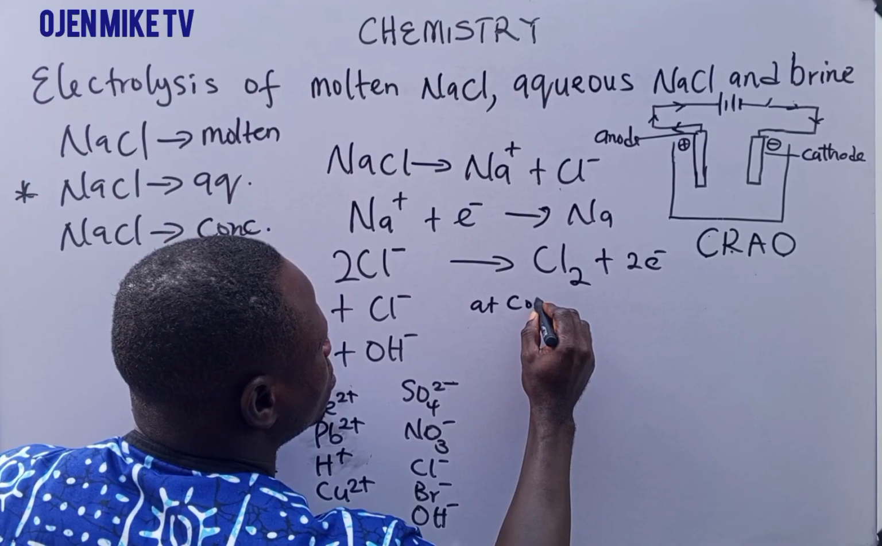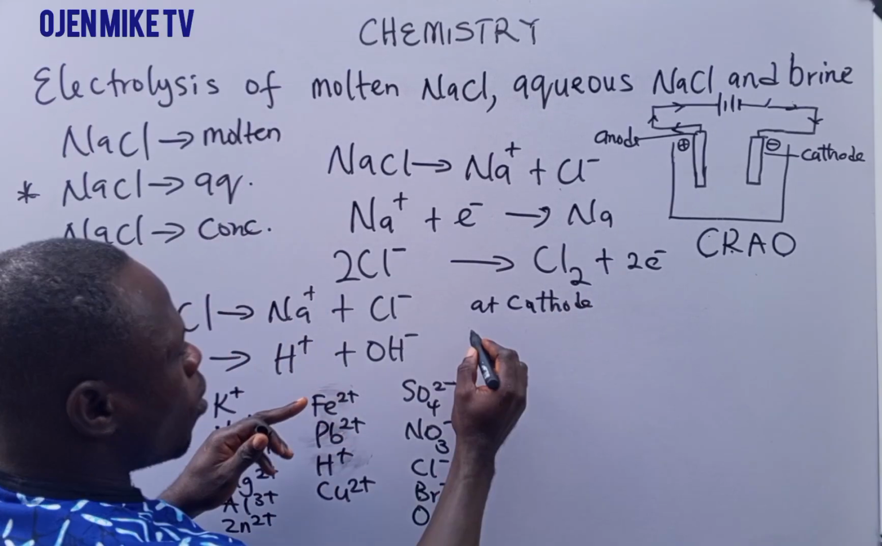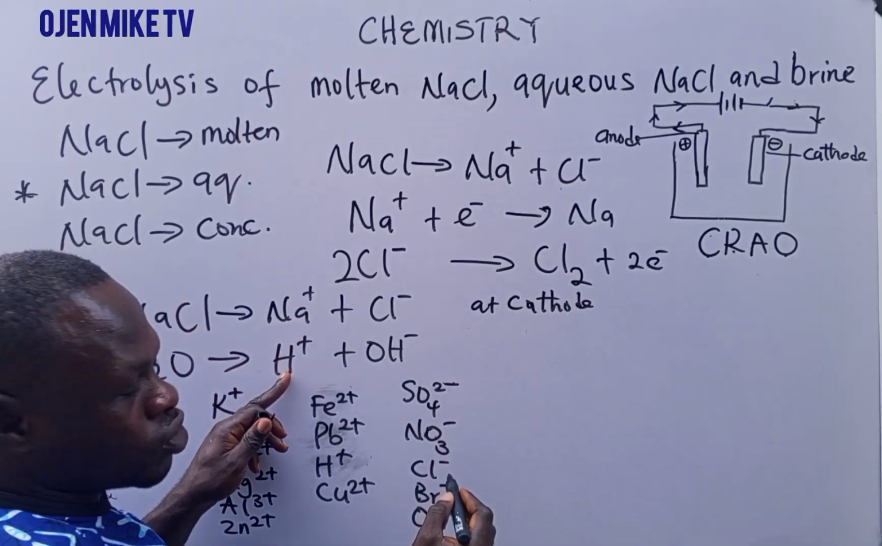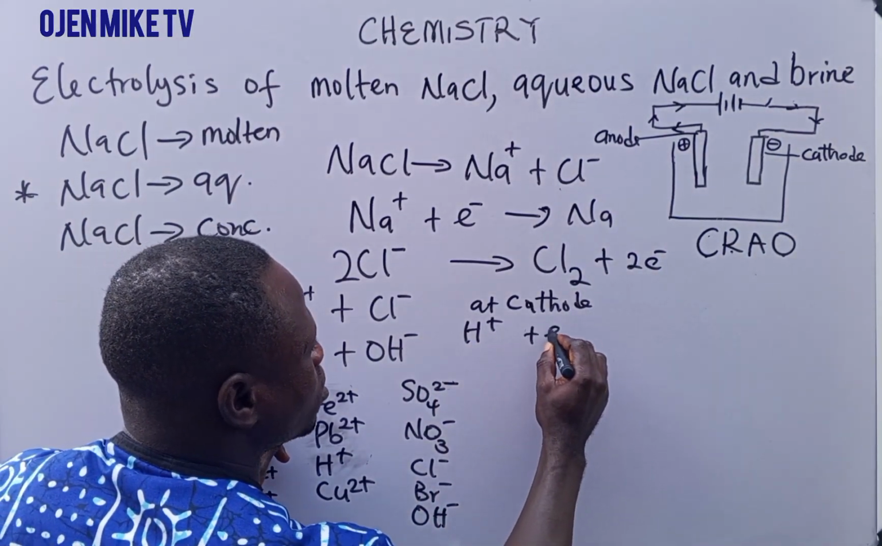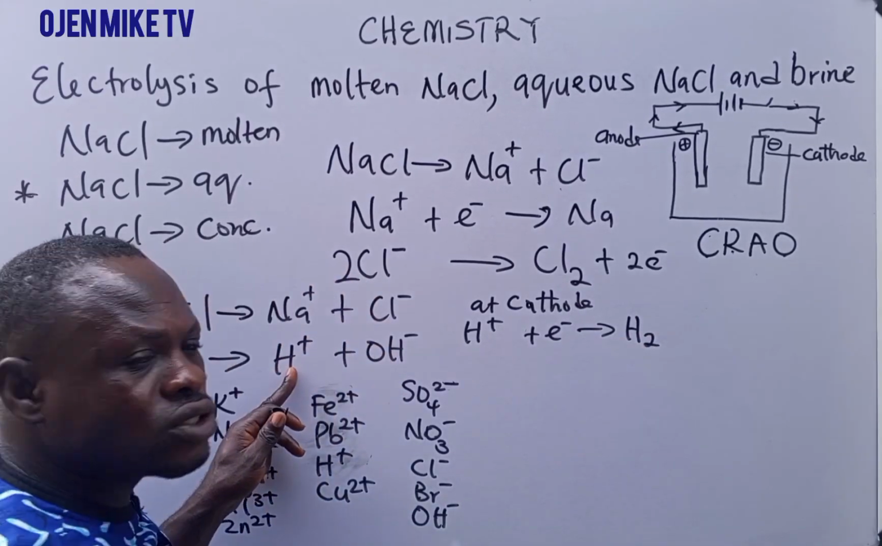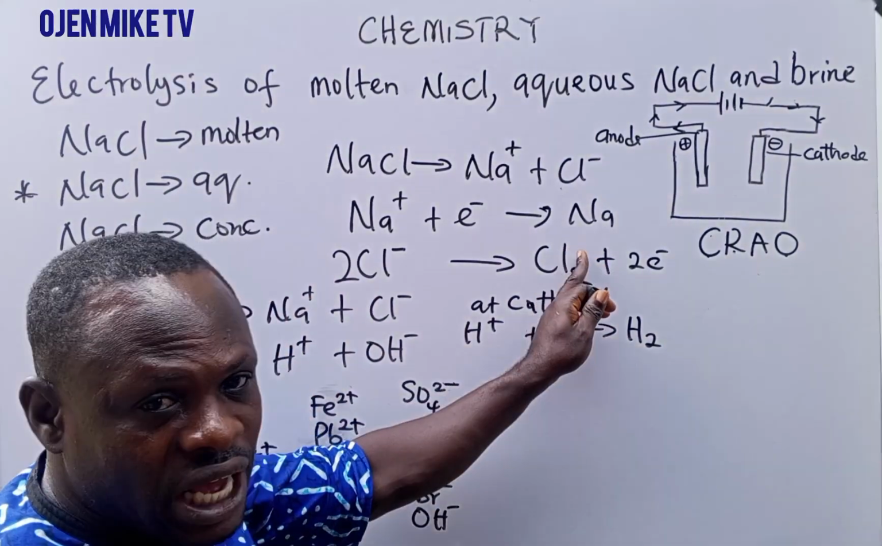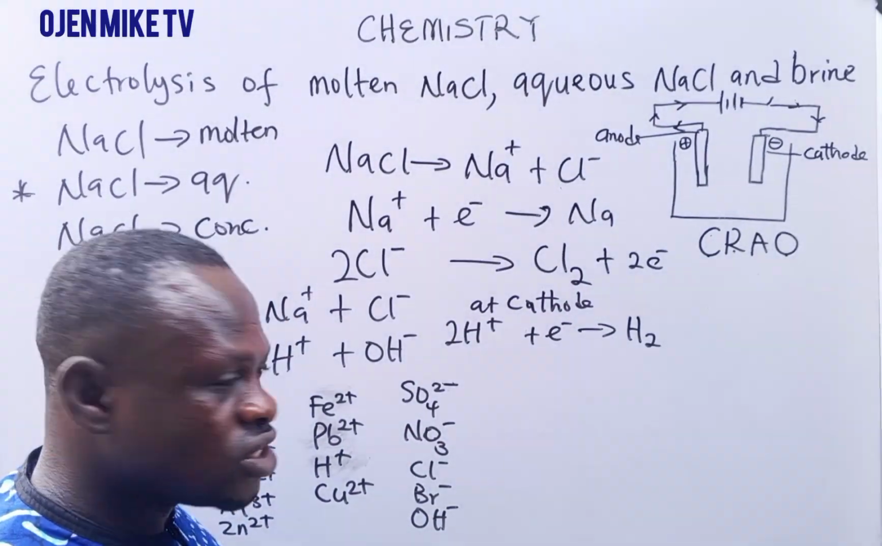At the cathode, what will happen? I told you that hydrogen ion plus electron will give hydrogen gas. Hydrogen gas will be formed just like chlorine gas is formed. So we need to balance our equation here. Do you understand?